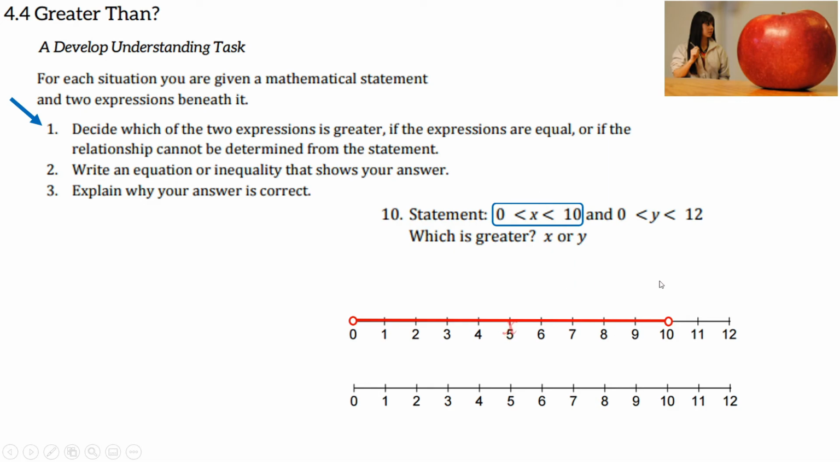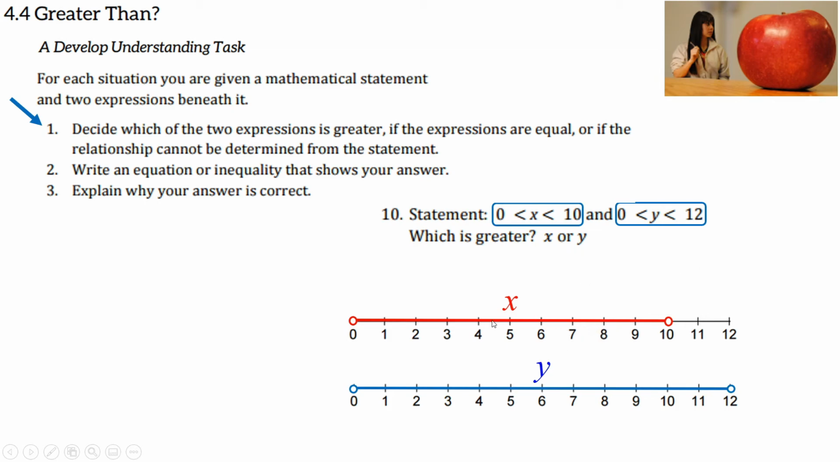Now, those are my x's. Now, how about our y's? My left endpoint is 0, but I'm going to go open dot because y cannot equal 0. And my right endpoint now is 12, so open dot here because y cannot equal 12. But y is everything in between because 0 is less than y and y is less than 12. So those are all my y's. So then I ask you, which is greater, x or y?